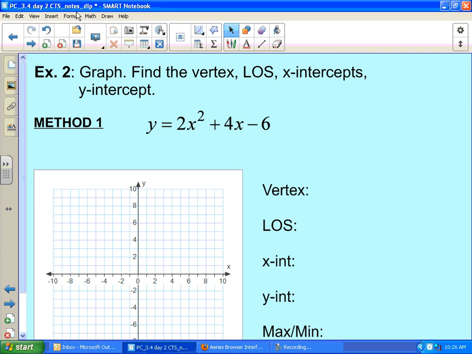So now we're in standard form. Remember, standard form is ax squared plus bx plus c. So look at my graph. Is it opening up or down?